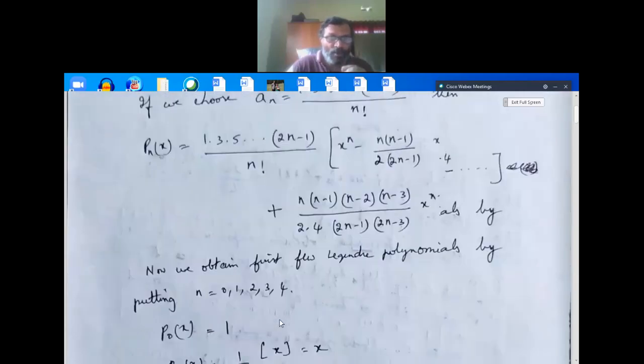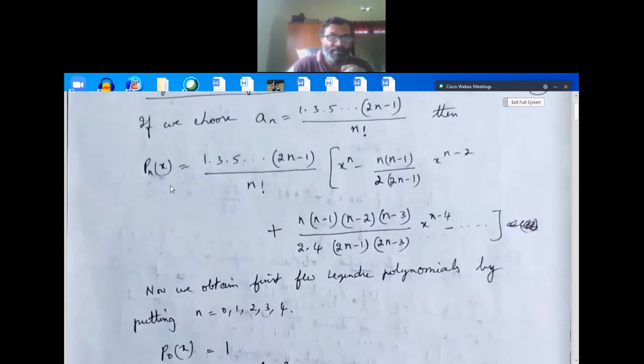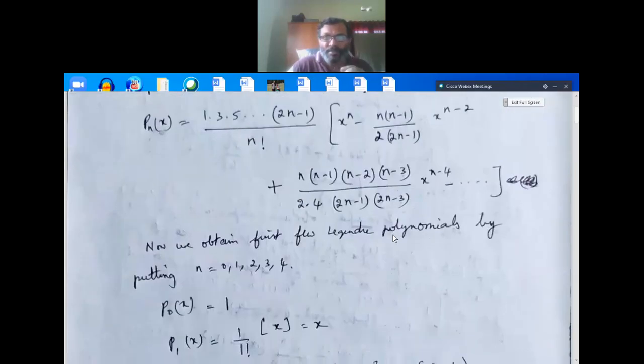So what happens when we take P naught of x? For n equals 0, the first term: 2n minus 1 gives 1, and 1 factorial is 1, so 1. And x power 0 is 1. We need not take the negative powers. So 1 into 1, we get P naught of x is equal to 1. Remember this, it is a standard thing you have to know. When n equals 0, P naught of x is always equal to 1.